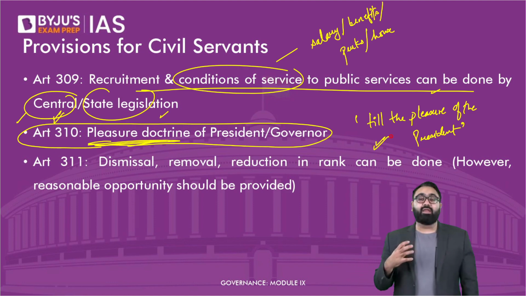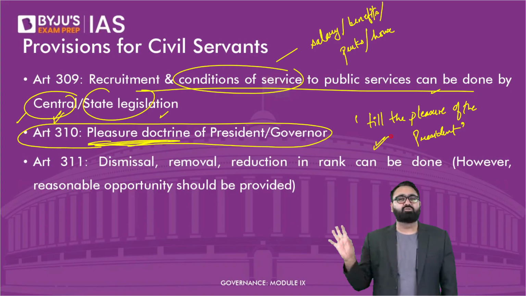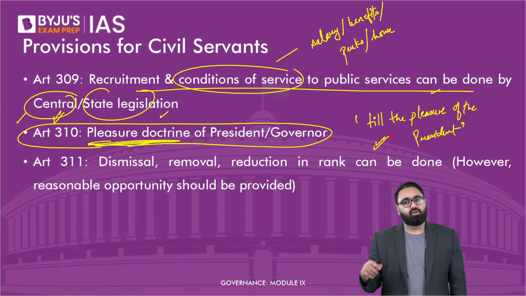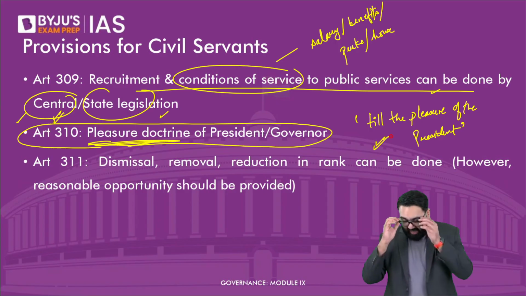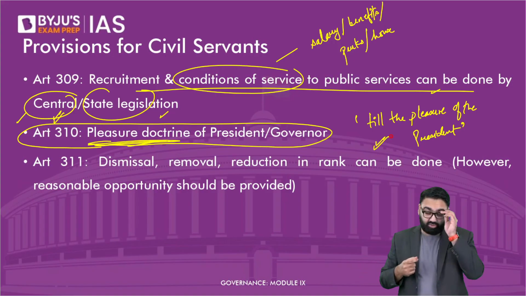Now, it doesn't mean that they can be randomly removed. There will be an inquiry, etc., that will happen, but Parliament, Supreme Court, they will not get involved. The President of India can issue the order that will lead to the removal. On the other hand, the governor can issue the order for the state.